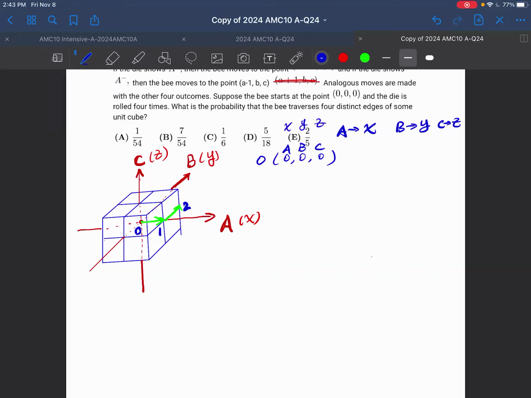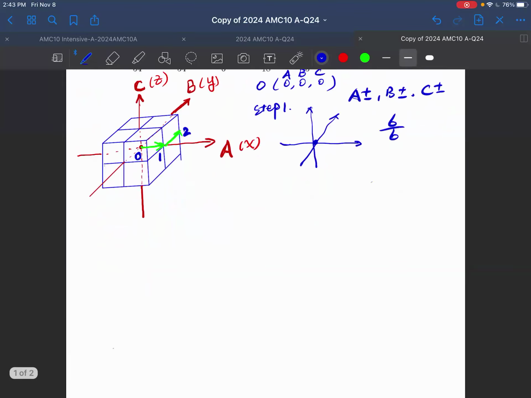Okay. So let's say step 1, from the O point, you will move. From this O point, you can move on A, or you can move on B, or you can move on C. On each of ABC, you can move in both directions. So A plus or minus, B plus or minus, C plus or minus, which gives you 6/6 ways. Okay, this is easy. So now let me assume we moved in this direction, which is A plus, with 1 unit here. So that's point 1 here. That's what we moved 1 here.